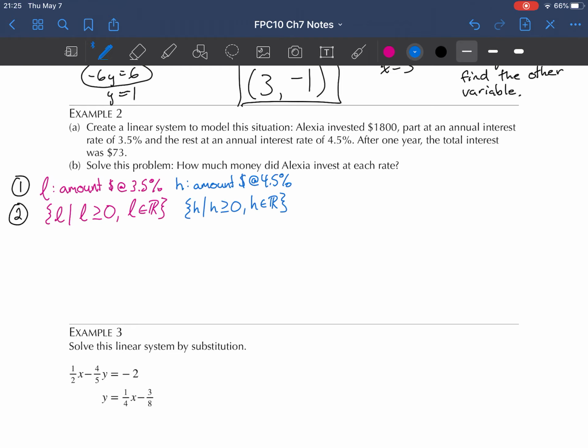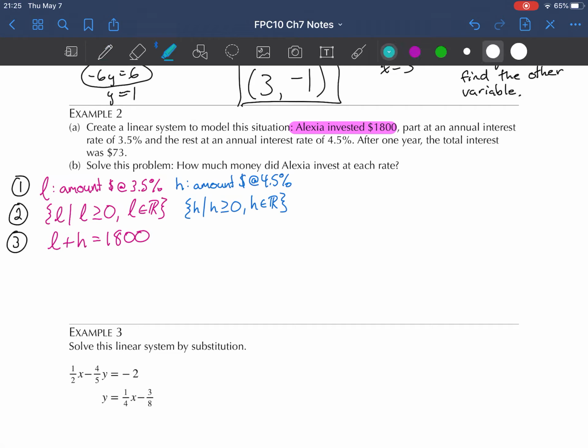All right, so we have defined our variables L and H, and we have restricted our variables. Now we need to identify where the equations are. First off, she invested a total of $1,800, right? So the amount that she invested at 3.5% plus the amount that she invested at 4.5% will be $1,800. So for number 3, we need two equations. Our first equation is L plus H is equal to $1,800.